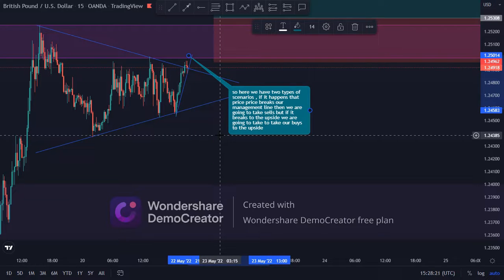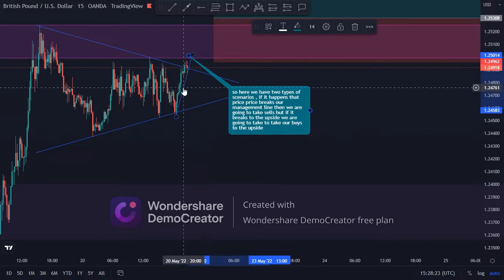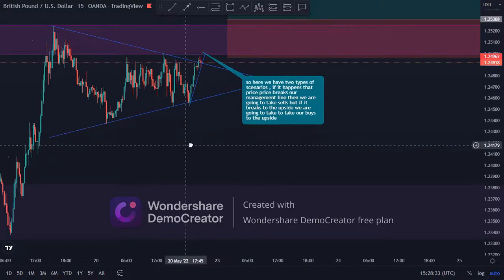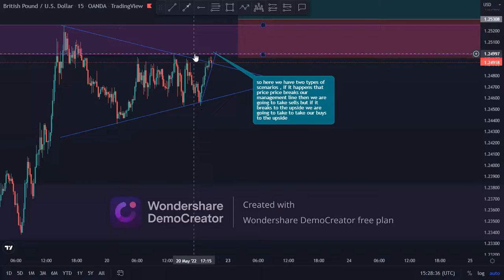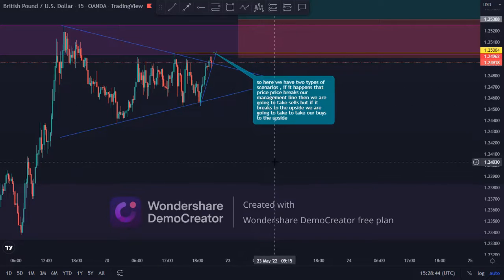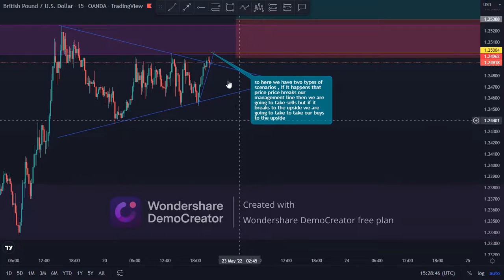If it happens that price breaks our management line, which is this one, then we are going to take sales. But if it breaks to the upside, we are going to take buys to the upside. Like I said, we're waiting for these resistance areas to be broken. Let me just highlight it to you. We're waiting for these resistance areas to be broken so that we can take our buys to the upside.